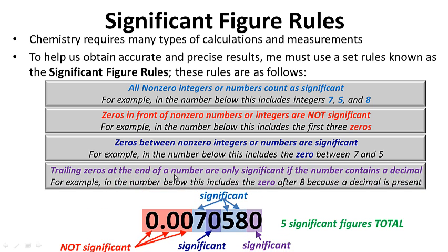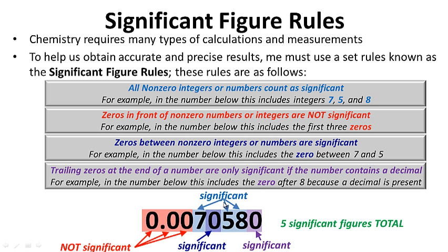Trailing zeros at the end of a number are only significant if the number contains a decimal. So, for example, in the number below, this includes the 0 at the end here after the 8, because there is a decimal present. So let's review this number. How many significant figures are there in total? Well, we've determined that these 3 are not significant because these are zeros placed in front of non-zero integers, or numbers that aren't 0. So we have 3 zeros not significant.